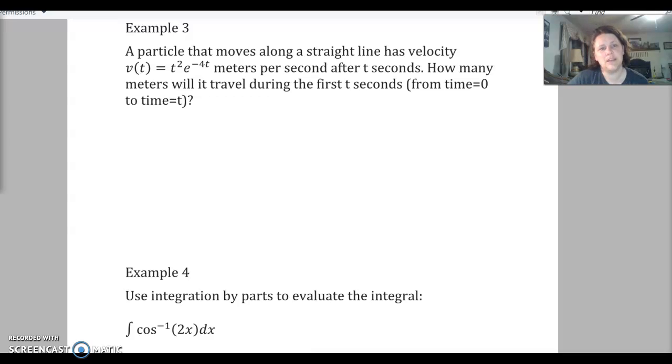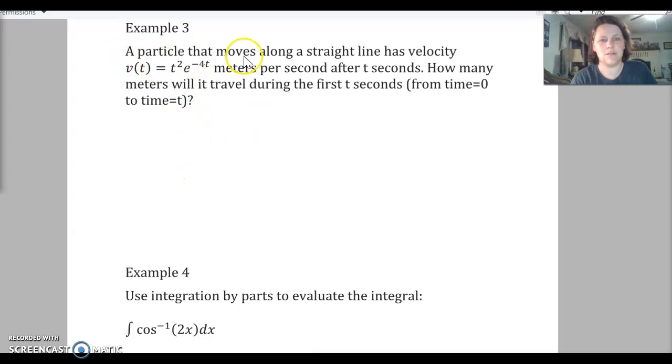On example number 3, we've got, oh sorry, I guess this is a new video. So this is still section 3.1, part 2, integrating by parts. So we're on to example number 3.